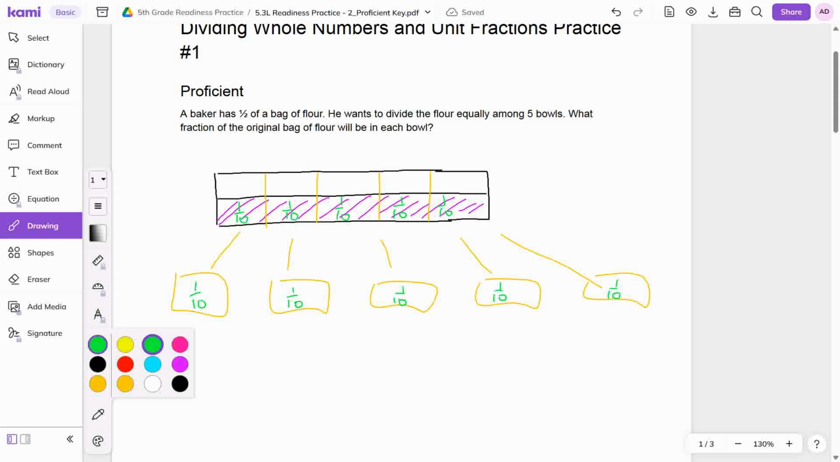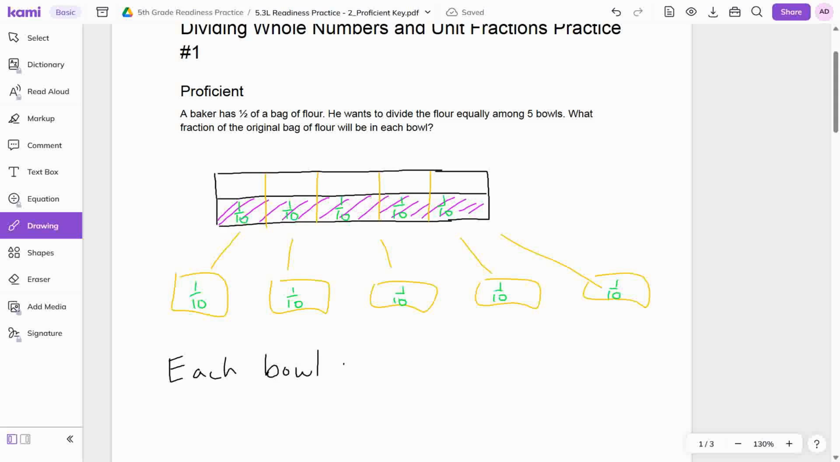So I just took my 1/2, cut it into 5 equal parts. And so I can say each bowl will have 1/10 bag of flour. And if we wanted to represent that with an equation, we can take our 1/2, we could divide that by 5, and that's going to get us 1/10.